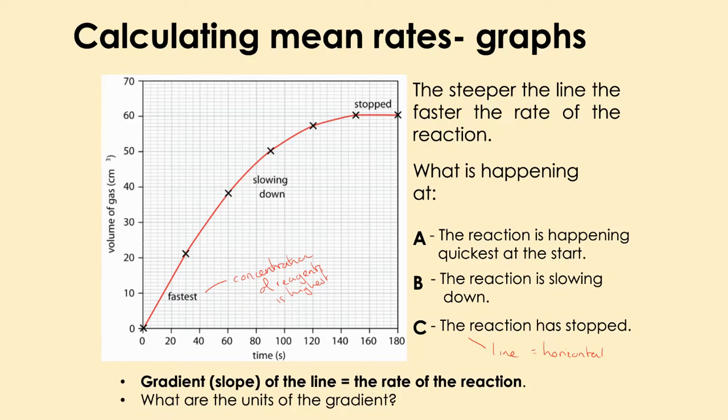So if I want to work out the rate of reaction, it's going to be the gradient of the graph. So the units of the gradient, remember gradient is the change in y over the change in x. So if we want to know the units, we just put the units of y, which is centimeters cubed, over the units of x, which is seconds. So that becomes centimeters cubed seconds to the -1.